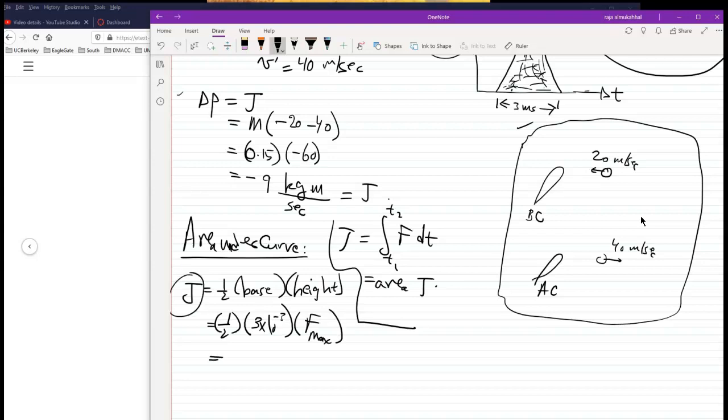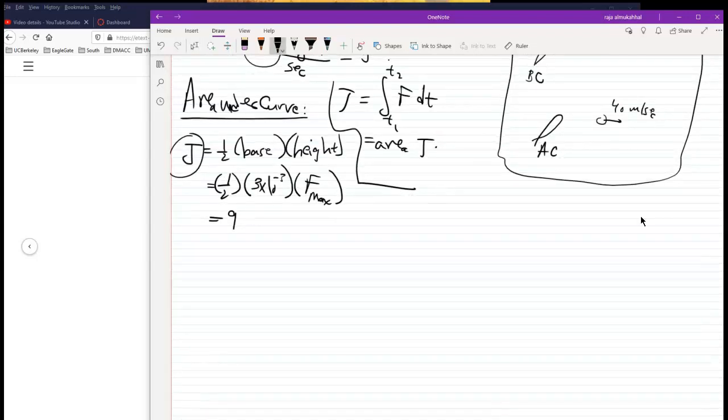Well, what is J? I just got it. J is equal to this, 9. Let's just put 9 here, because the minus here just tells a direction. So I can just solve for F max. You get that? You see the trick? See how you get F max? You don't need any calculus or anything fancy.